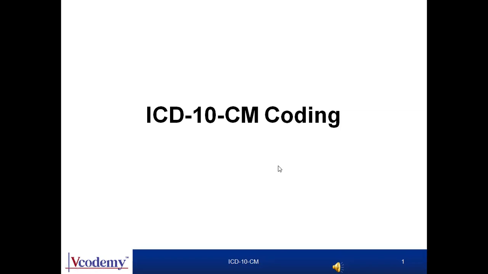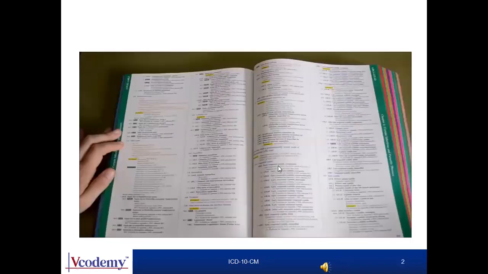We will now see how to find a code using the ICD-10-CM coding book. It is pretty simple. The ICD-10-CM manual is divided into two parts. The first part is the alphabetic index and the second portion is the tabular listing.